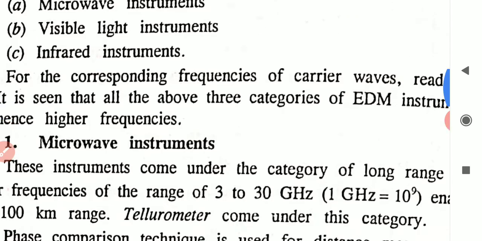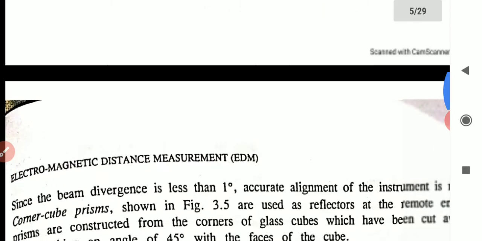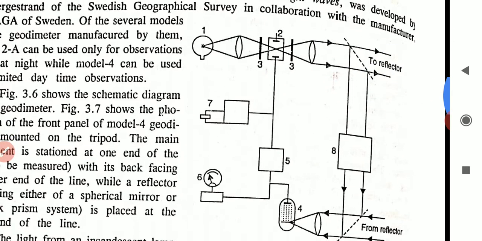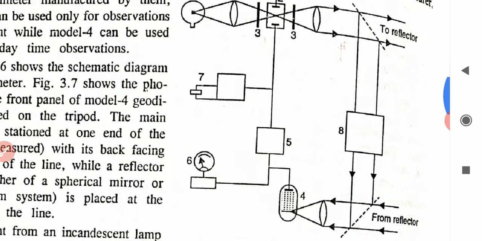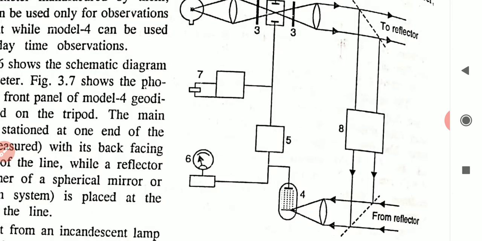Let's come to the geodometer instrument. See here, this one is the geodometer instrument, so I will explain it. The method based on the propagation of modulated light waves was developed by Bergstrand of the Swedish Geographical Survey in collaboration with the manufacturer. See here, this schematic diagram shows the geodometer, and the photograph of the front panel of a model 4.